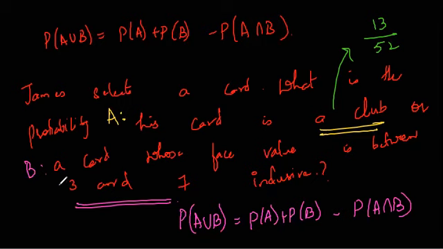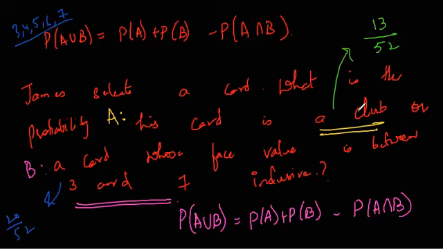What about P of B? P of B is basically how many cards do we have with face values between 3 and 7. There are 4 different suits, and in each of them we will have 3, 4, 5, 6, 7. We will have a 3 of clubs, a 3 of spades, a 3 of hearts, and a 3 of diamonds. So for each suit we will have 5 cards. So total cards with face value from 3 to 7, including 3 and 7, is 20 by 52.